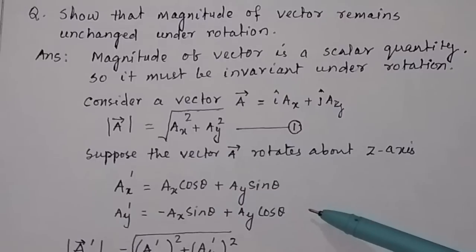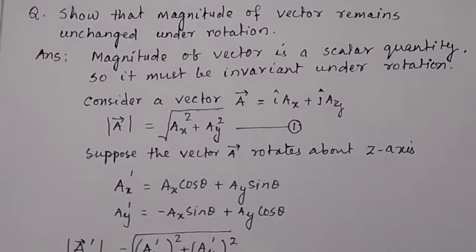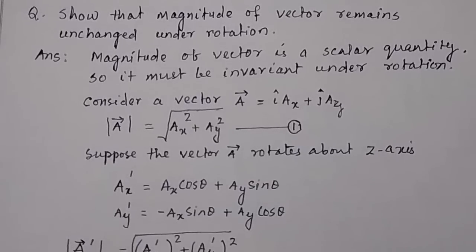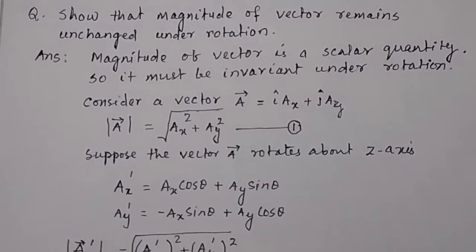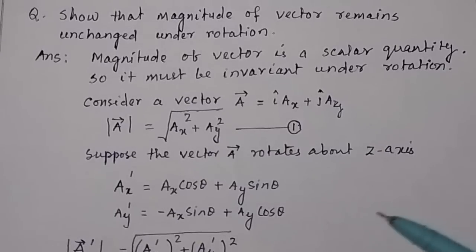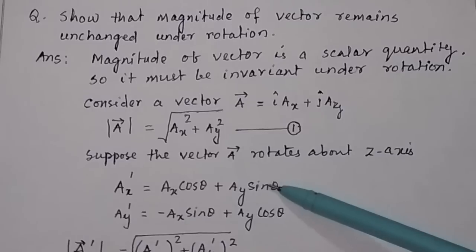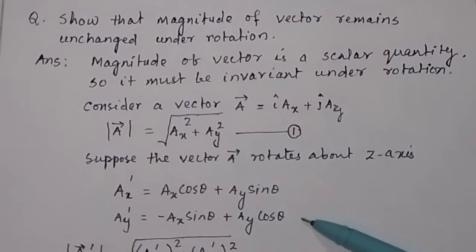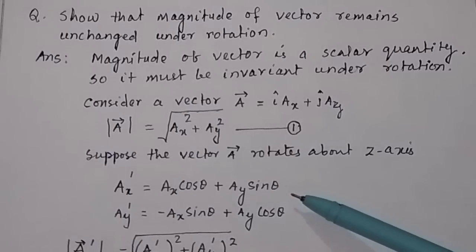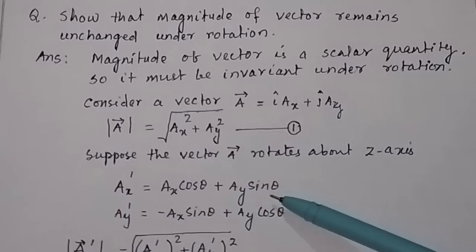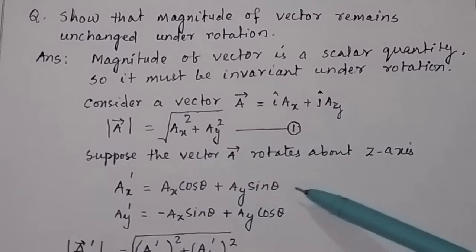And this we have discussed in the previous video. You can watch that video: the components of a vector may change under rotation. That means if a vector rotates, then the components of the vector will change like this. I have explained it in the video. Now we'll find out what the magnitude of the vector will be.